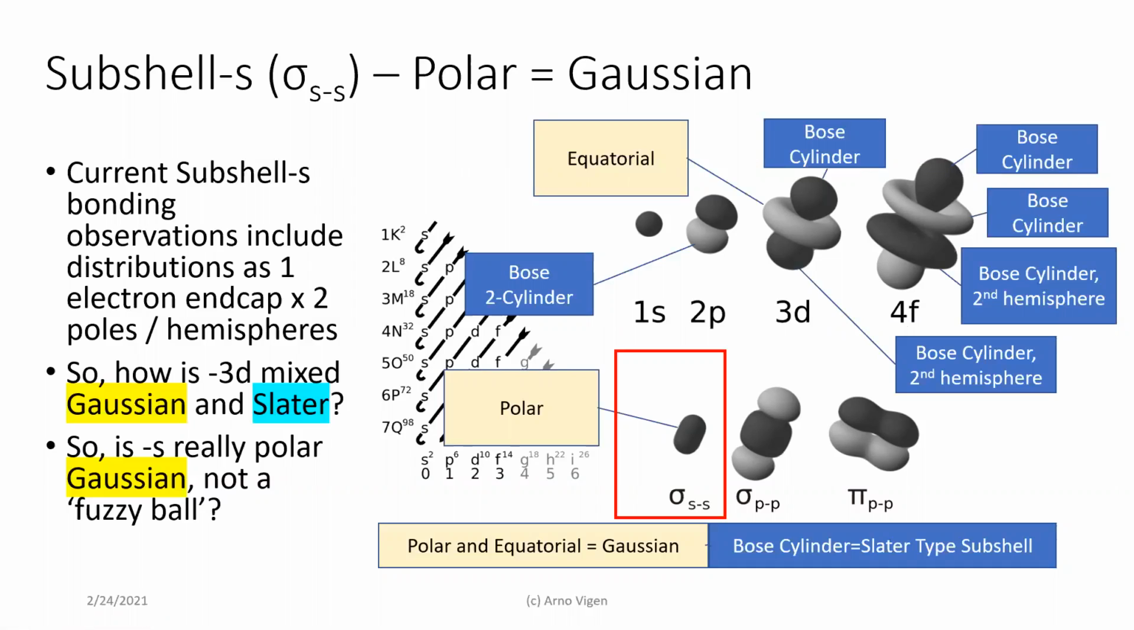Now, there are two exceptions to that, and that is the equatorial one, so that the Bose cylinder in 3D also has another one at a different angle, straight up at an equator. So two different angles, which is not addressed here. This poster is about the SS sigma, which is polar. And so I'll explain a special case where the electrons are Gaussian and not a fuzzy ball.